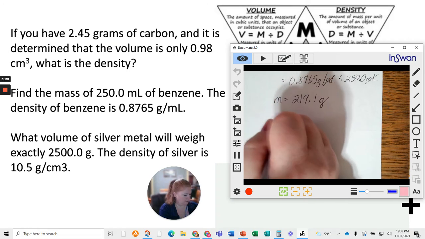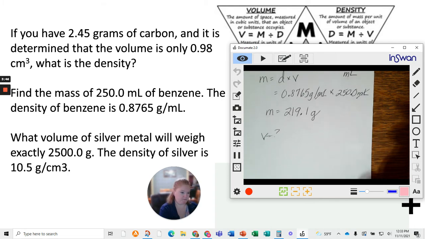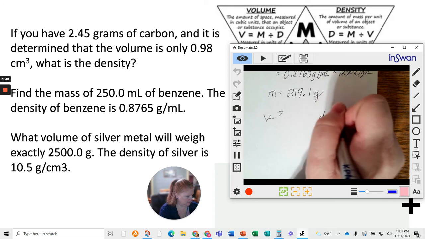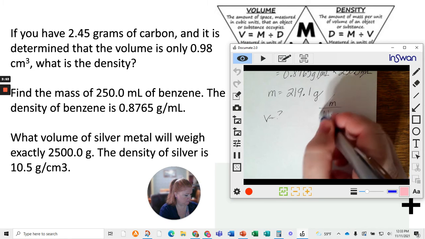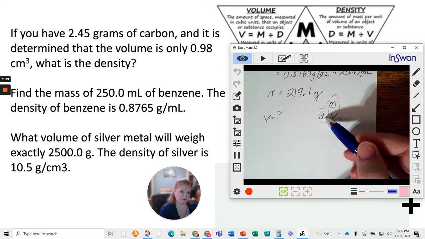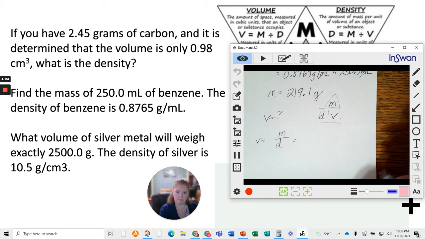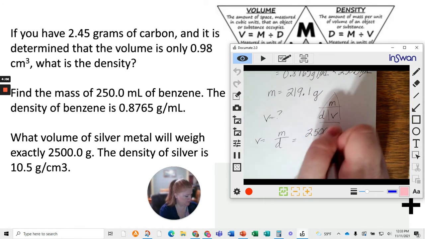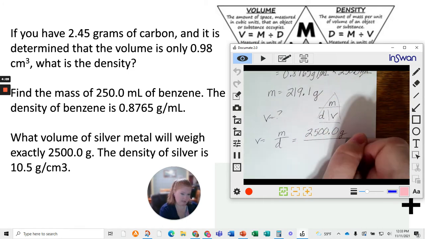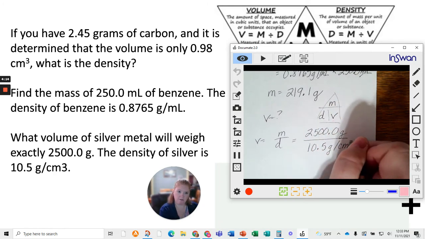It says what volume, so I know already I'm solving for volume. And I have grams and I have density. So again, density, mass, volume, like this. Okay, I'm solving for volume, so it's going to be mass over density. So volume is mass over density. Let's plug in those numbers. 2500.0 grams divided by 10.5 grams per centimeter cubed.